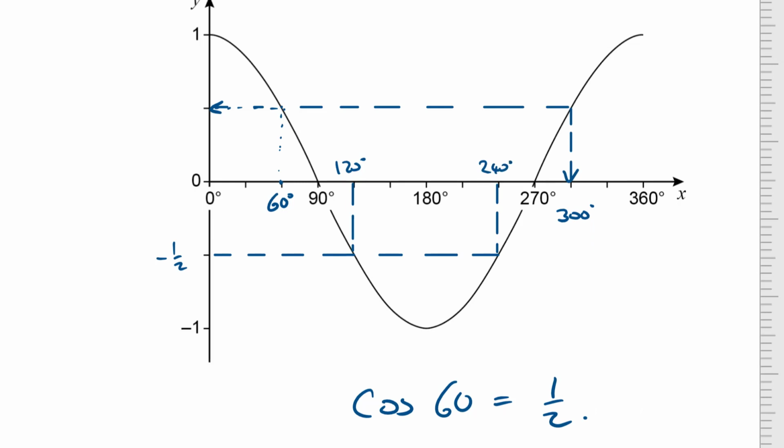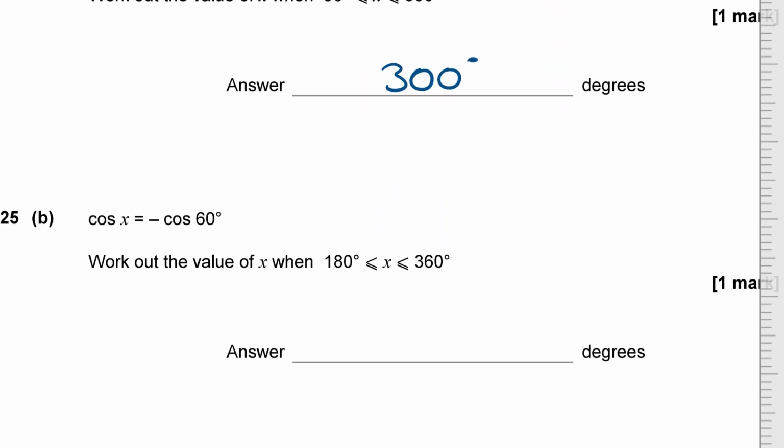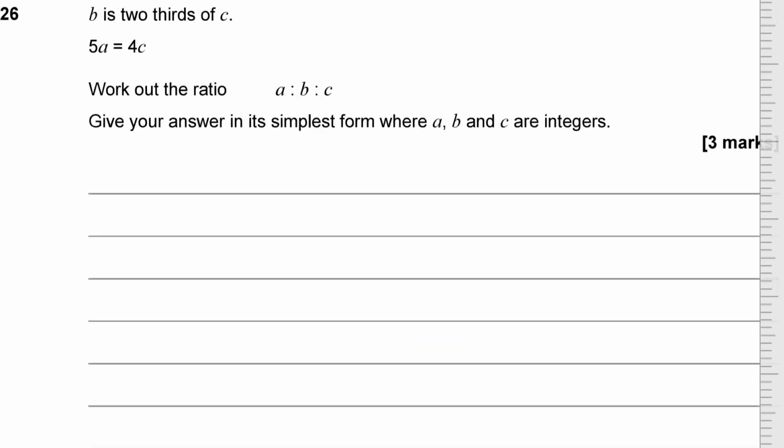Okay, so I've got two answers that have a cosine of negative a half, at 120 and 240, but only one of those lies in the right range. So 120 is too small, so it's going to have to be the 240 degree one that they're after there. So it's 240.